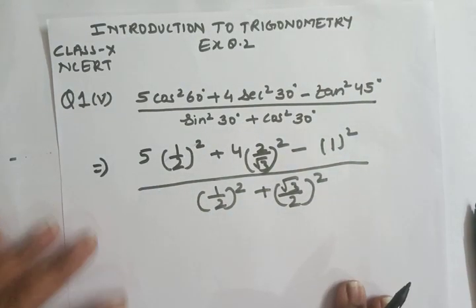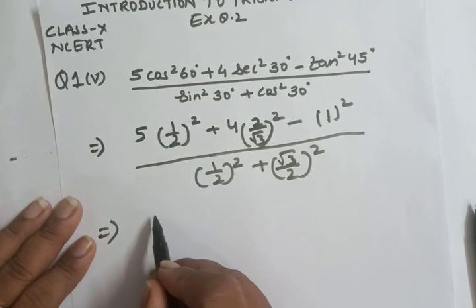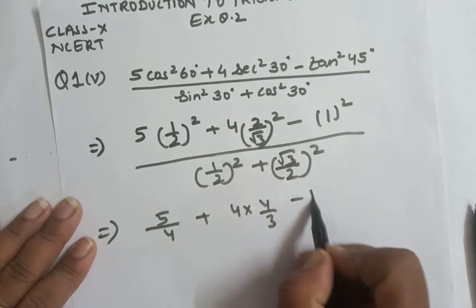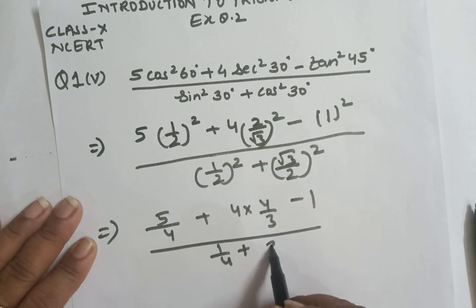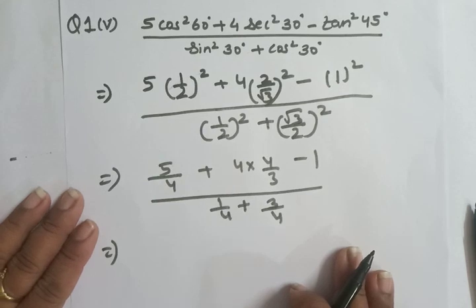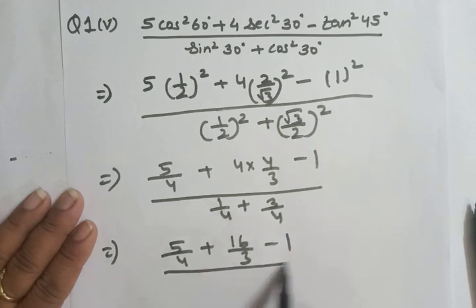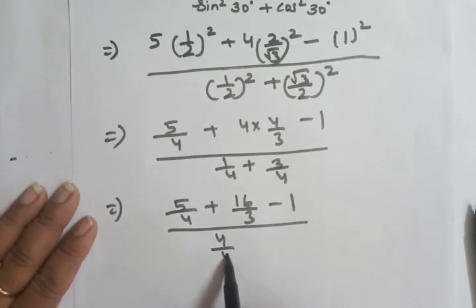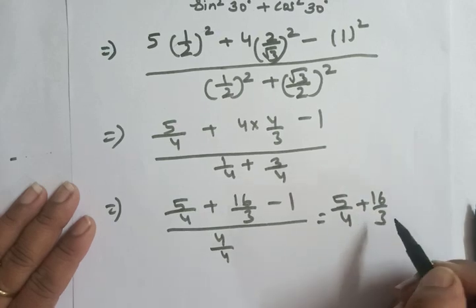The rest you only need to solve, that is the square you have to find out, and the plus and the minus. So 5 upon 4 plus 4 into 4 upon 3 minus 1 upon 1 upon 4 plus 3 upon 4. So 5 upon 4 plus 16 upon 3 minus 1, that will become 4 because the denominators are same. So 4 upon 4 will be equal to 1. So we are left with 5 upon 4 plus 16 upon 3 minus 1.